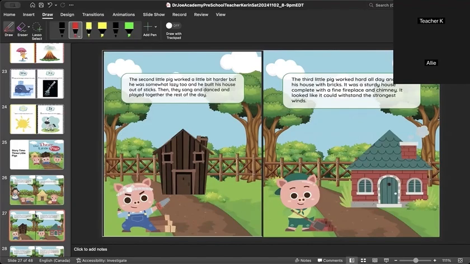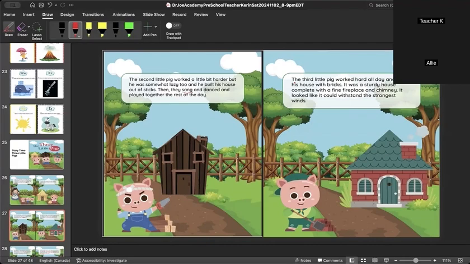The second little pig worked a little bit harder, but he was somewhat lazy too, and he built his house out of sticks. Then they sung and danced and played together the rest of the day. Okay, then they sang. It's S-A-N-G, sang. All right, going on to the next sentence.